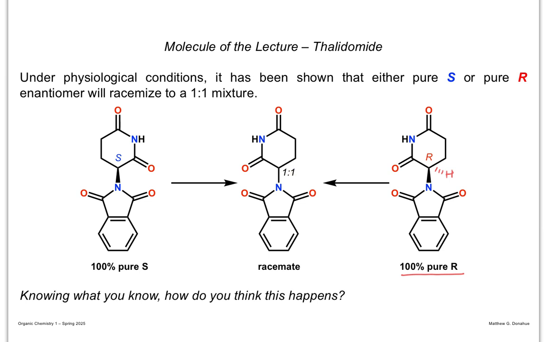Under physiological pH, this CH bond is acidic. So when it enters the gut and undergoes metabolism, that H gets deprotonated and then reprotonated from either face of the molecule. So you end up with a 1-to-1 mixture. Even taking the pure R, you're still going to end up with 50% S, and then that can go on and cause harm.